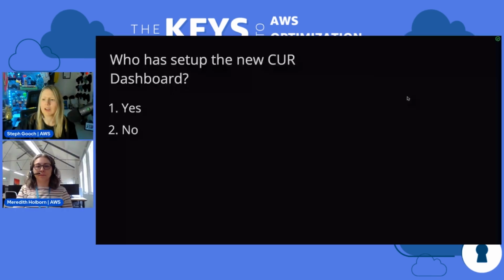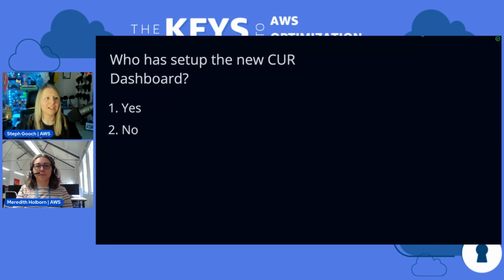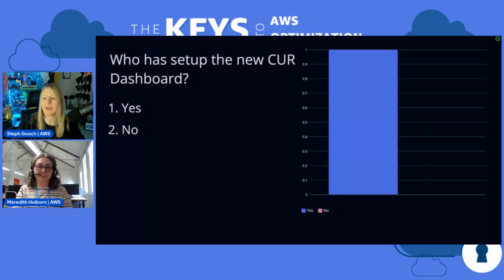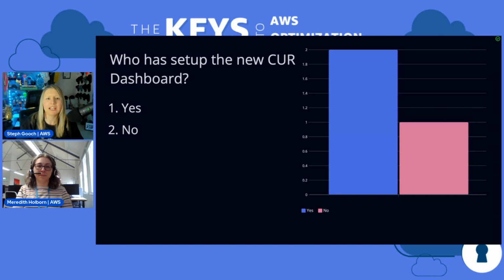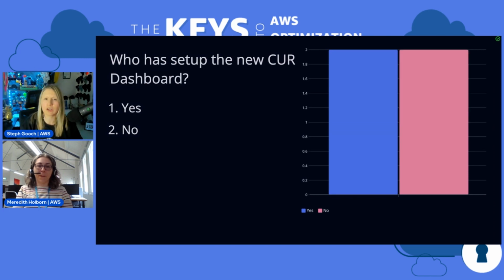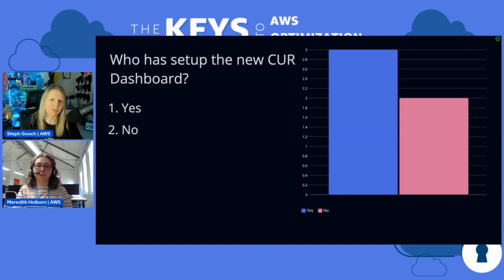Let me do one final quick poll before we finish. Has anybody deployed the CUR dashboard? I'm intrigued to hear if people have. So 1 for yes, 2 for no in the chat. But yeah, Meredith, thank you for sharing. And there was a question as well. Can you control, like you said, you can't configure, so does that mean that you can't add things like row level security to it?